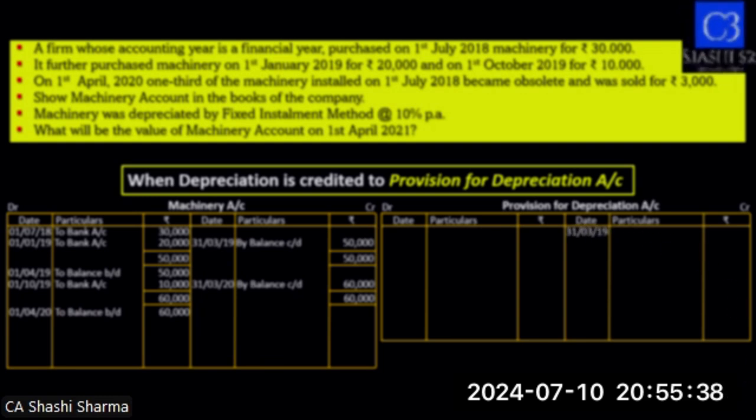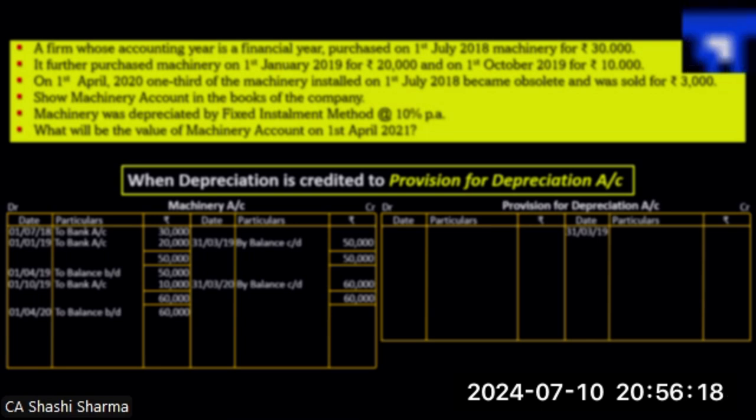But now, in the third year on the first date, 1/3 of the first machinery has been sold. So now we will have to prepare provision for depreciation account to calculate the amount of depreciation on the machinery sold. Or you can simultaneously prepare both these accounts for first year, then for second year, and then for third year.